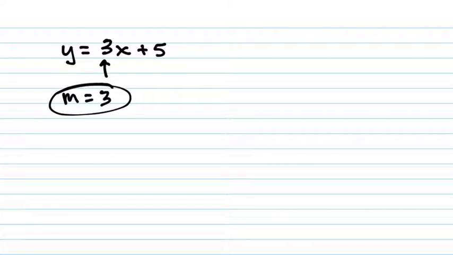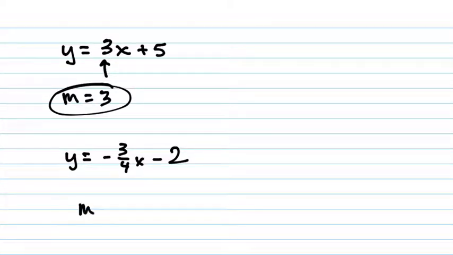But the problem is that if it's not solved for y, you can't just read the number in front of the x. So that's why I'm making a big point of it. All right, so here we go. y equals negative 3/4 x minus 2. Is the y by itself? Yes. Then it's in the right format. What number's in front of x? Negative 3/4. So that's your gradient.